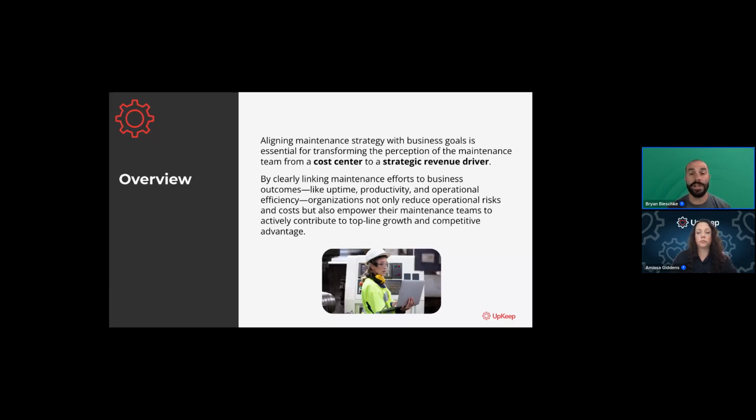So we want to link all those efforts: the strategy, the productivity, the operational efficiency, everything, to reduce operational risk. And how we do that is to understand the business and then align our maintenance with that business. So we want to contribute to top-line growth and have a competitive advantage.